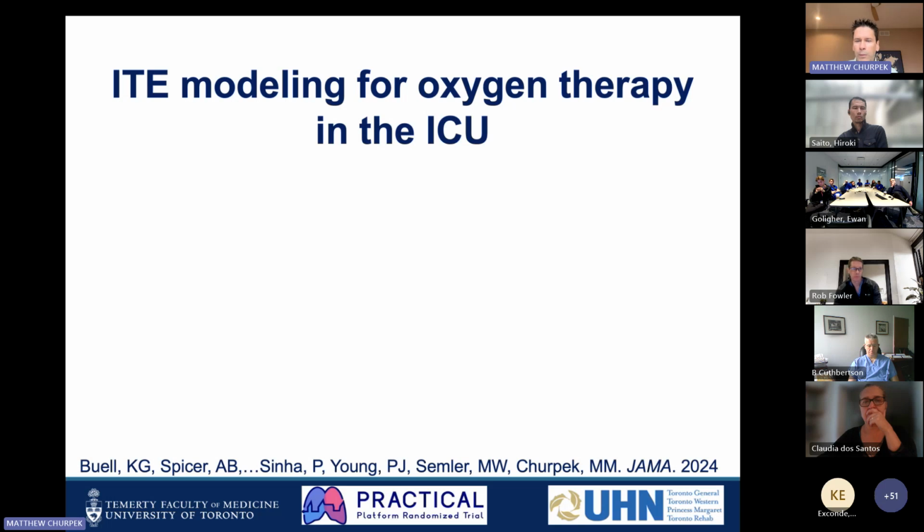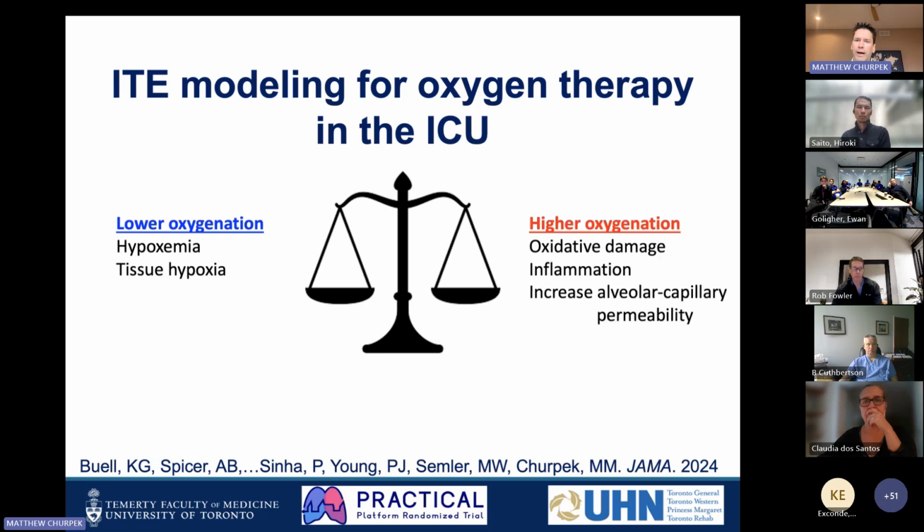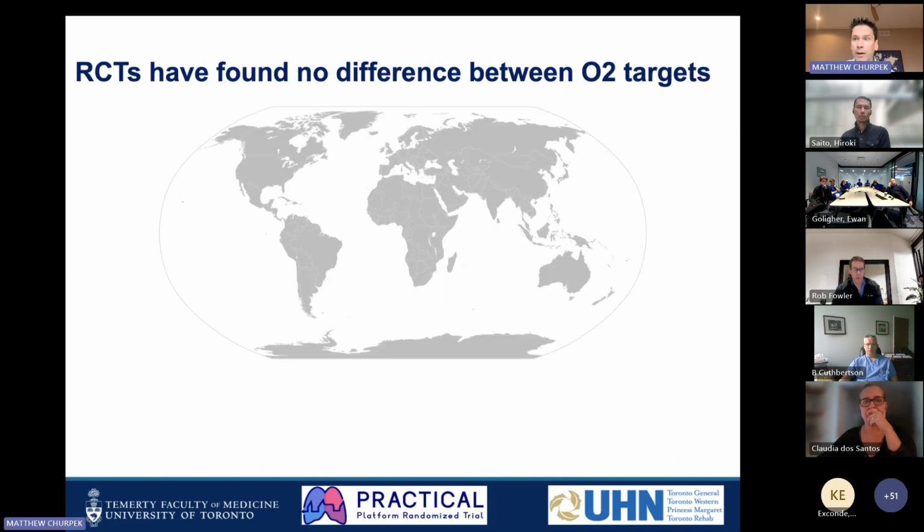So as an example for how we can use these models for critical care, look at oxygen therapy in the ICU. We know that if you provide lower levels of oxygen and target lower oxygen saturations, the concern we always have is that you worry about things like hypoxemia and tissue hypoxia. However, if you provide higher levels of oxygen, the concern there is maybe you're causing oxidative damage and inflammation and other side effects. And so there have been many randomized controlled trials comparing a low oxygen target versus a high oxygen saturation or PaO2 target. And these studies, which have been done across the world, have found no significant difference in the average treatment effect.